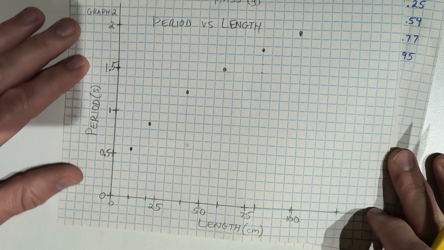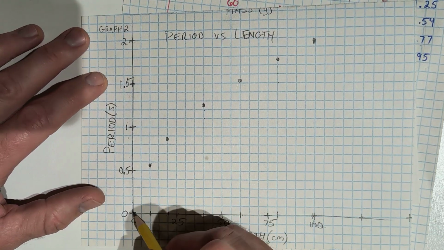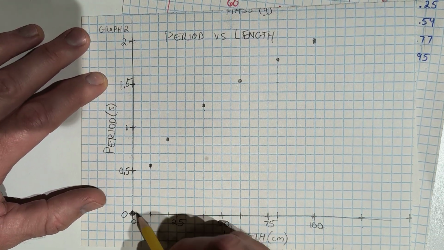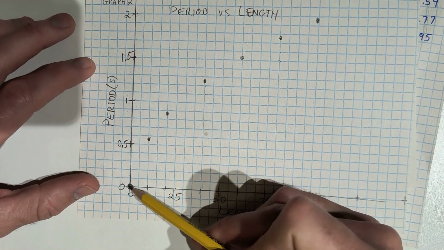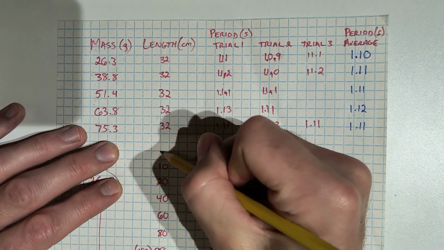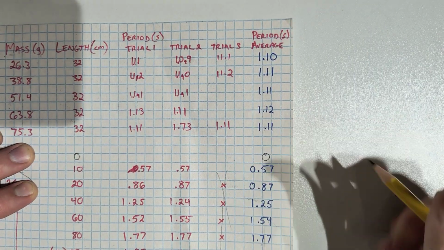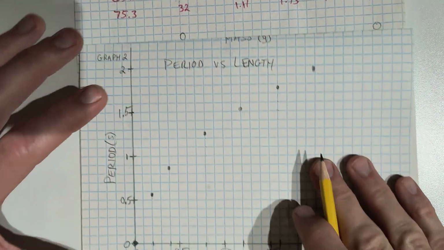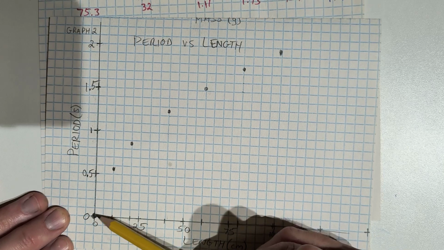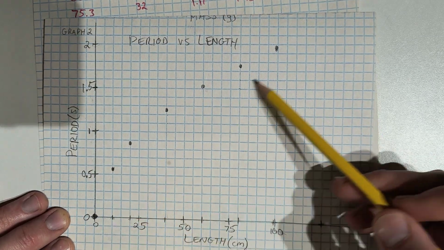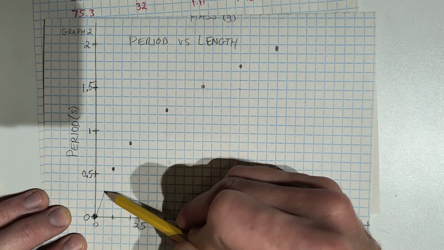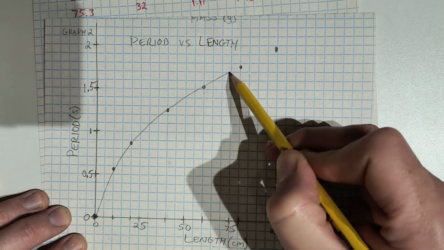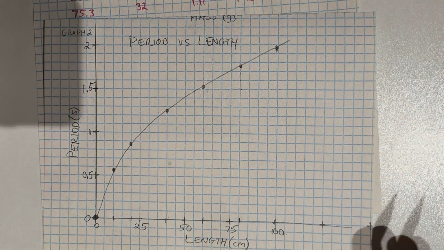Okay, so if we look at these, do you see, oh, and if there is no length, if we have 0 length of my pendulum, we're not going to have any period. So let's put that in there, even though I didn't put it in my data. 0 and 0. There, now it is. Okay, so look at this. Does this look like a straight line? Not really. It looks more like a curve. So what we're going to do is do our best freehand. Try and connect all the dots as best you can. Hey, that turned out pretty good.